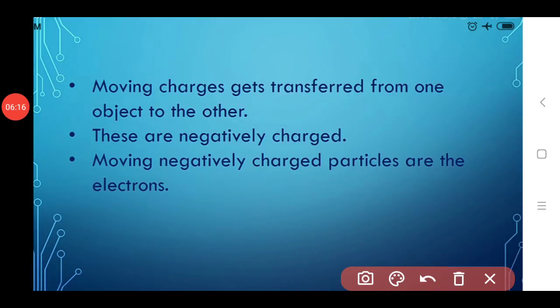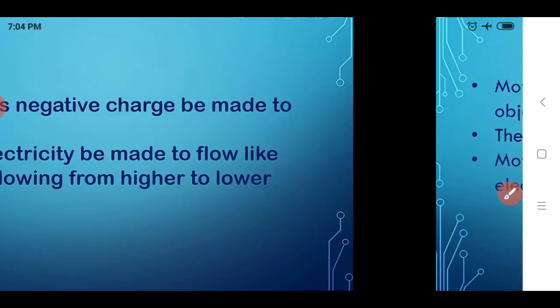Here, if we see, a transfer of charge takes place, that is, the charge moves from one object to another object. So which is the moving charge? That is the negative charge. The negative charges which move from one object to another are nothing but the electrons. So electrons are moving particles, or we can also say that negatively charged particles are the moving particles. So here we see the answer for this question.